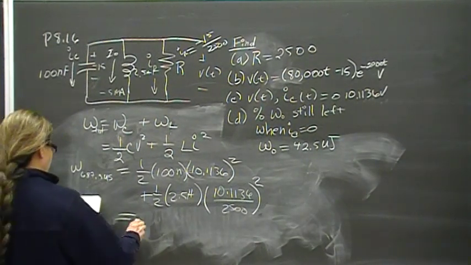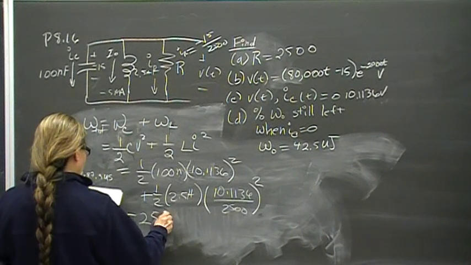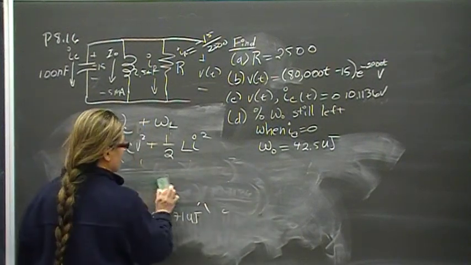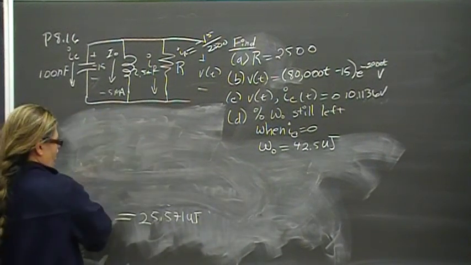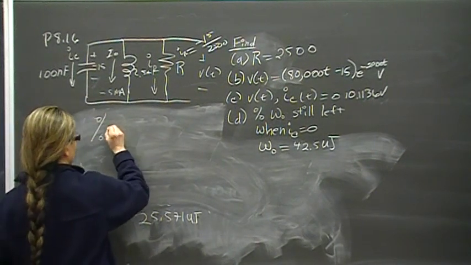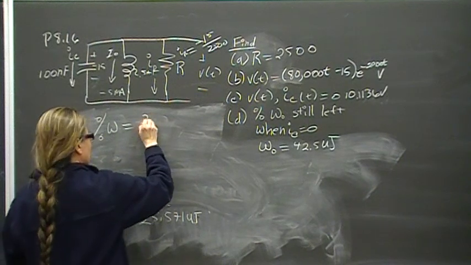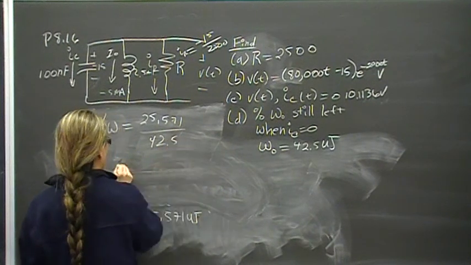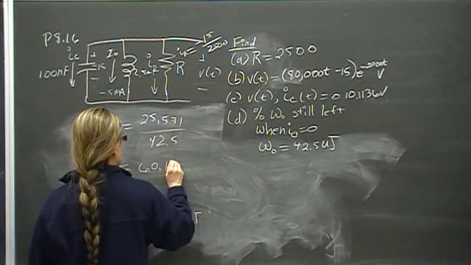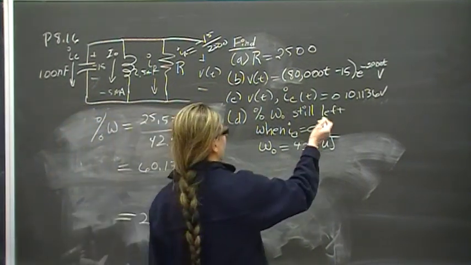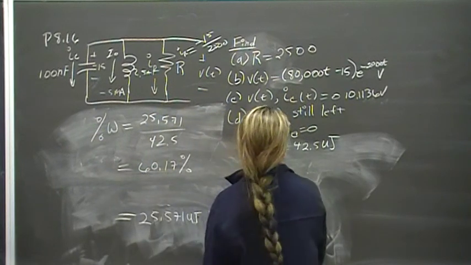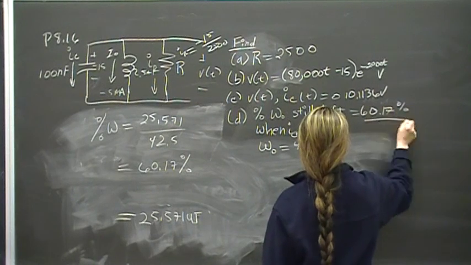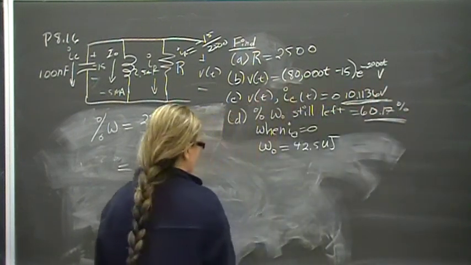You should come up with a value of 25.571 microjoules. That is still left at 687.5 microseconds. That means the percentage of energy left is 25.571 over 42.5, and that should give you 60.17% of the stored energy is left. 60.17%. That's a wrap.